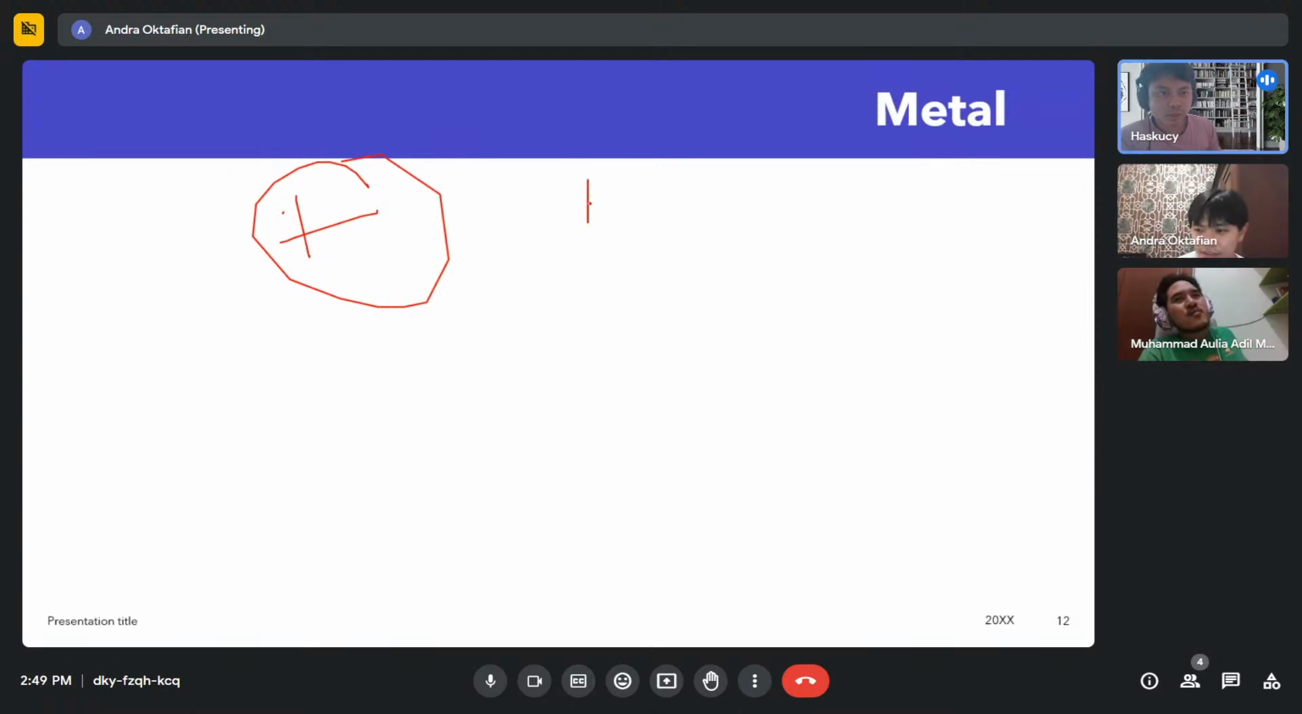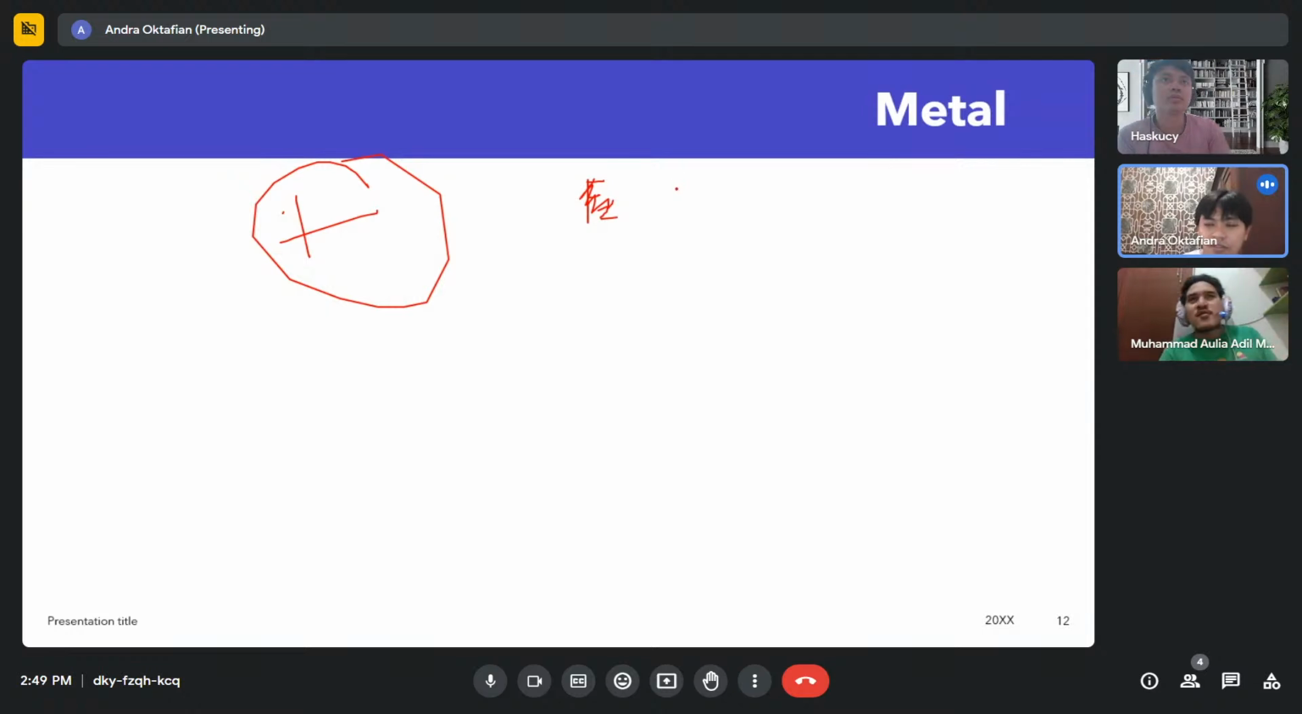Are we talking about the transition metal or every metal? Actually, it is mixed between transition metal and group A metal. Okay, for example, like this. It is like the naming rules.